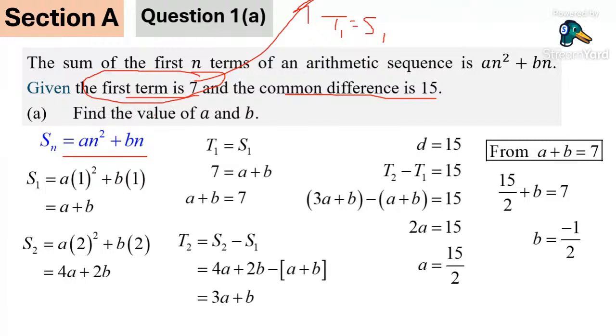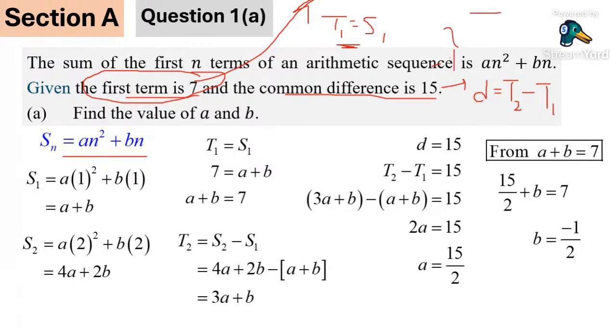Then the common difference pula, macam mana saya nak kira common difference? So common difference is D. In order to calculate the common difference, I need to use T2 minus T1. But I have T1, I don't have T2. So how can I get T2 here, guys and girls?